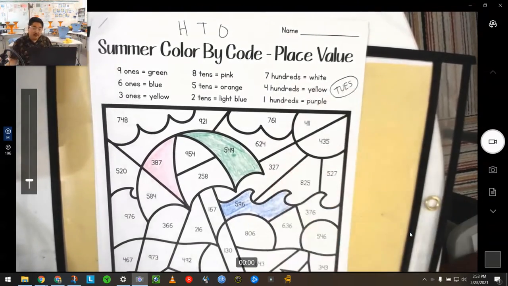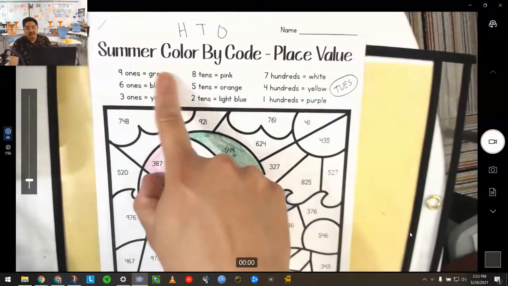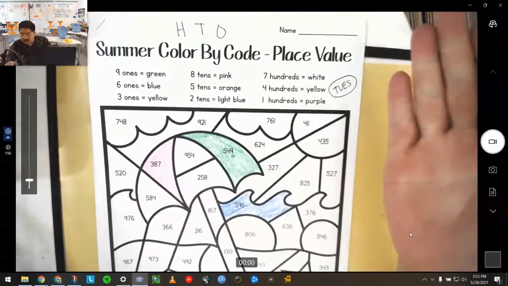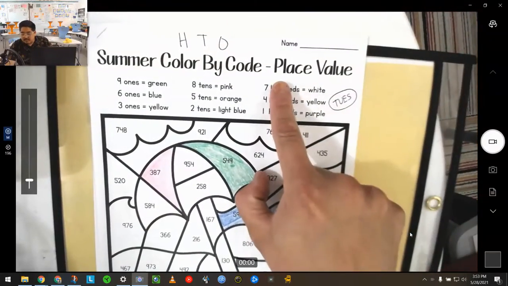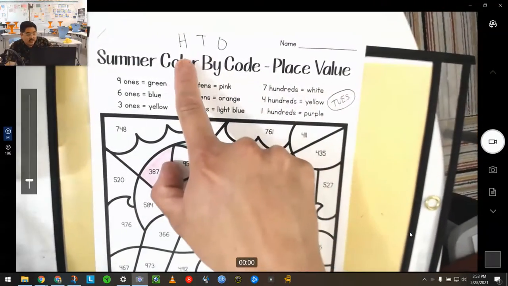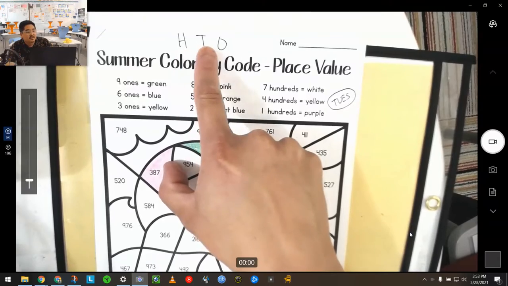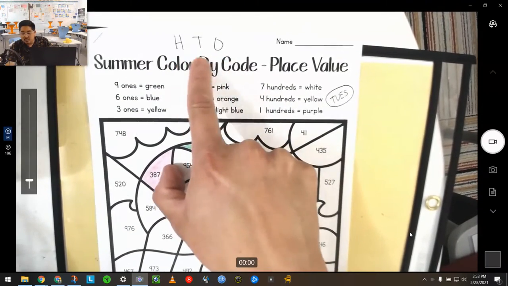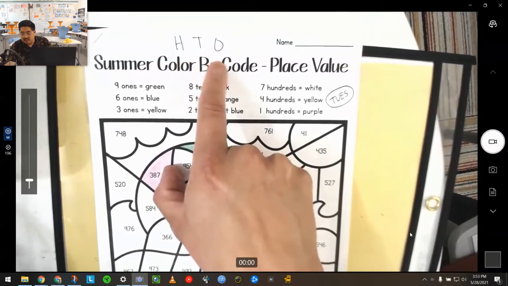So we're going to do color by the code today. Color by the code is so fun and simple, especially if you have a good strategy to attack it. All right, so we're going to do this first page, which is all about place value. At the top of my page, I wrote the place values, hundreds, tens, and ones, so that when I'm looking for my numbers, I'll know which place to look in each number.